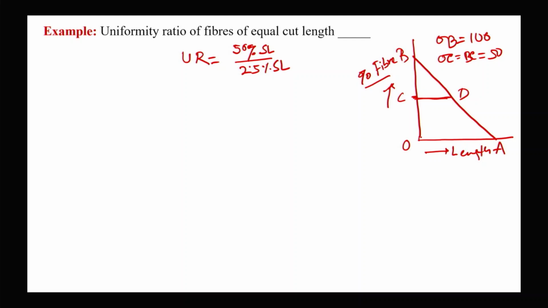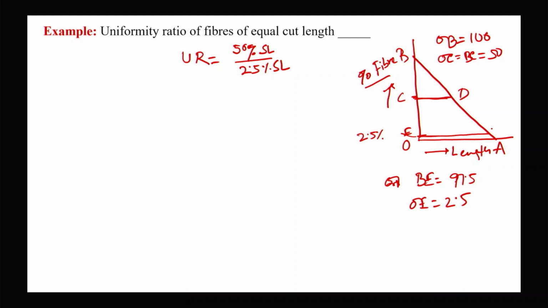50%. Now this is 2.5% of that. So that means on OB, E is the point. So BE will be 97.5. OE is 2.5. Okay.